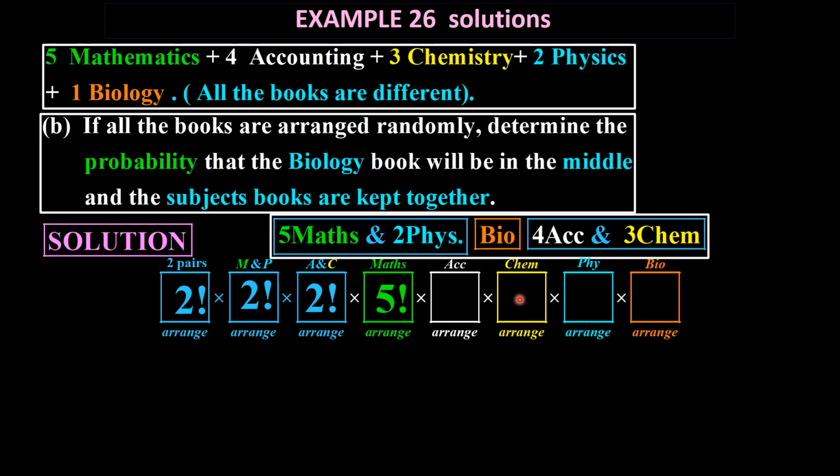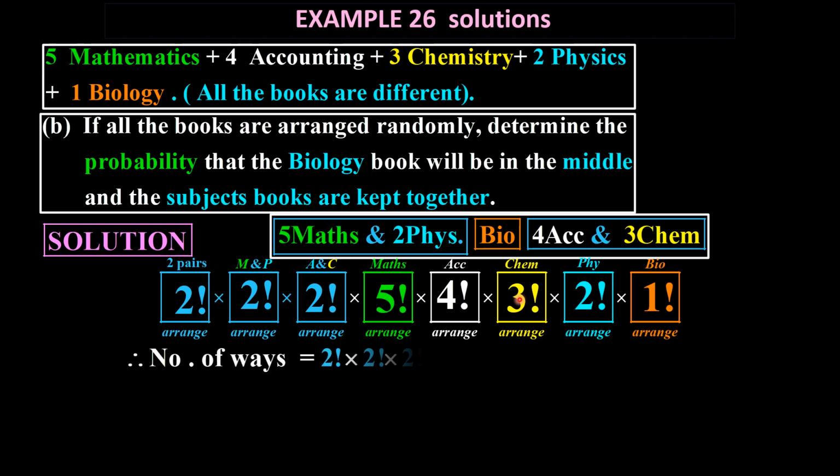How many maths books? 5 factorial. Accounting, 4 factorial. Chemistry, 3 factorial. Physics, 2 factorial. Biology, only 1, so it's 1 factorial. So we find the product of all of that. That gives me 276,480.